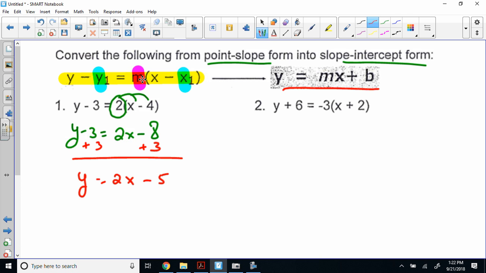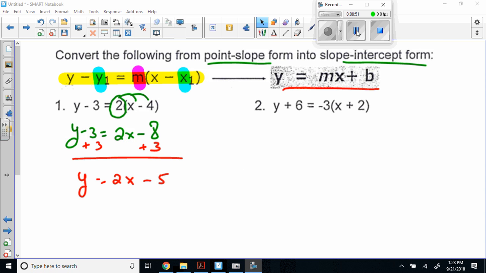What if b is equal to 0? Then you don't have a b there. There you go. All right. So I've done number 1. Let me hit pause and let you do number 2. Okay, guys. We're back live. Let's go.